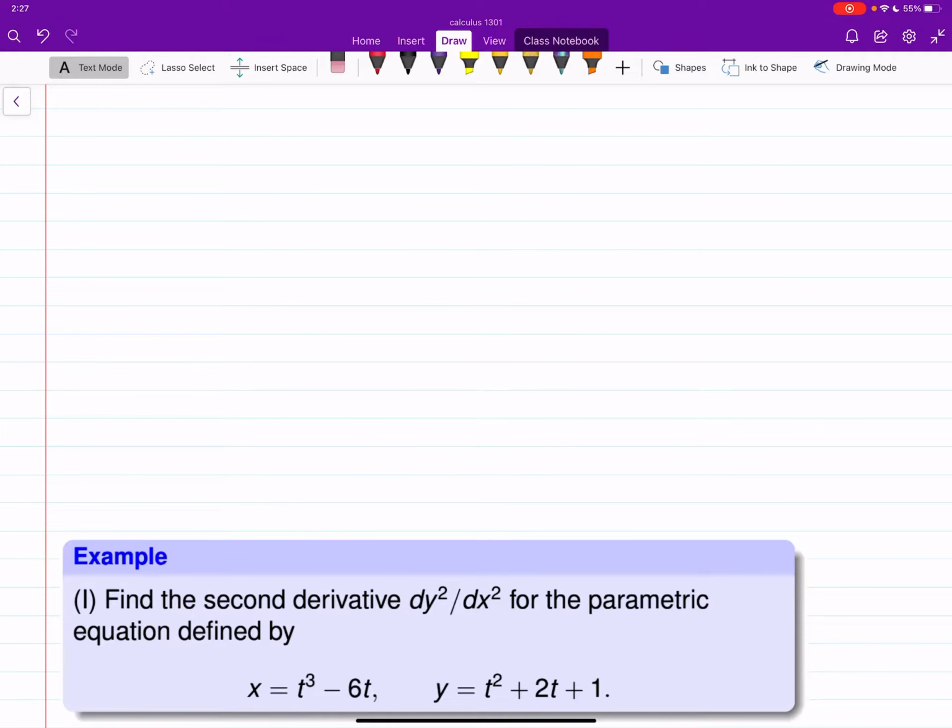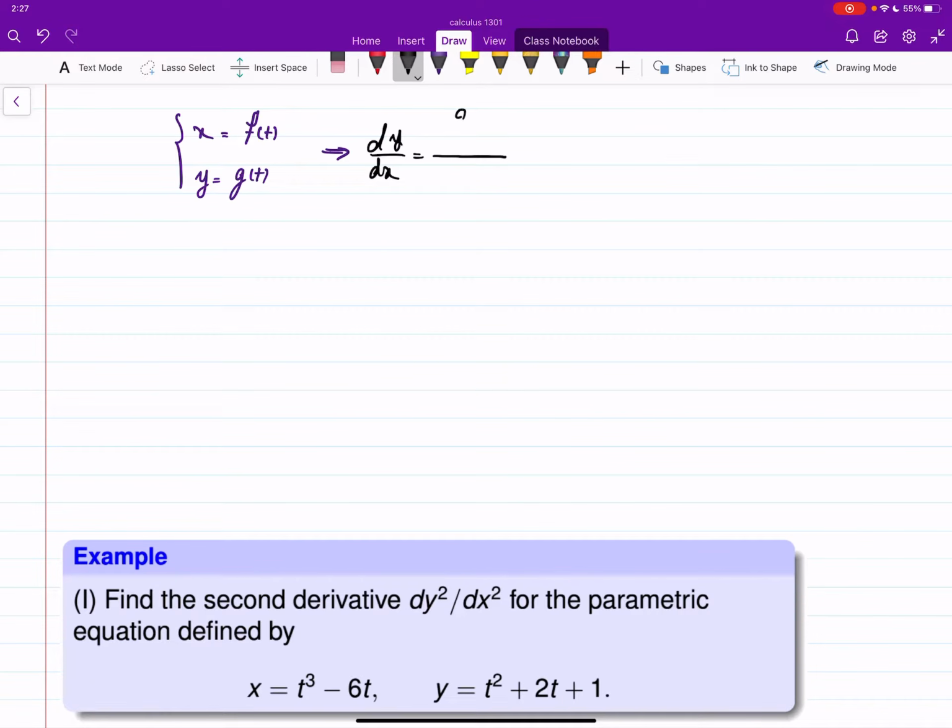Hello everyone. In this video, we will learn how to find the second derivative of parametric equations. Remember that when we have parametric equations, basically we have one equation for x and another one for y, both giving x and y in terms of t. Then you can find the derivative of y with respect to x.